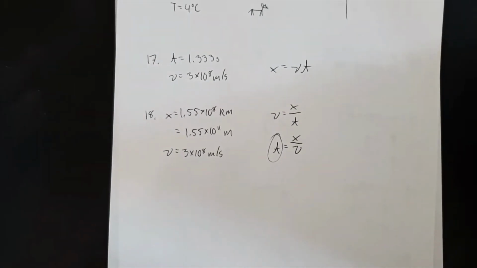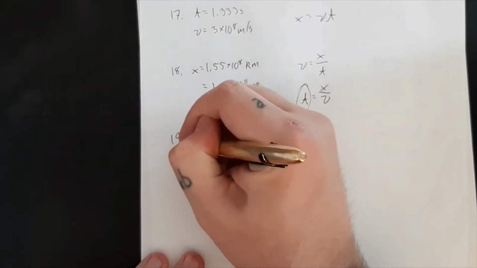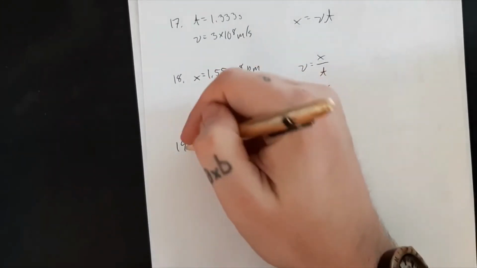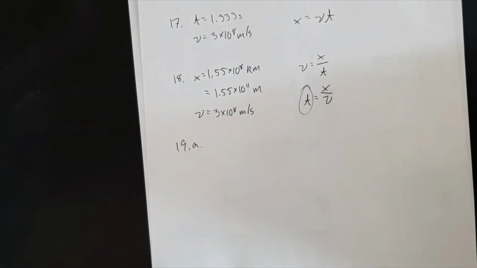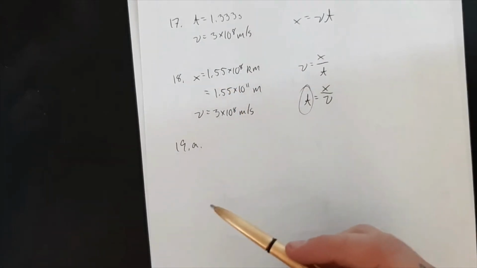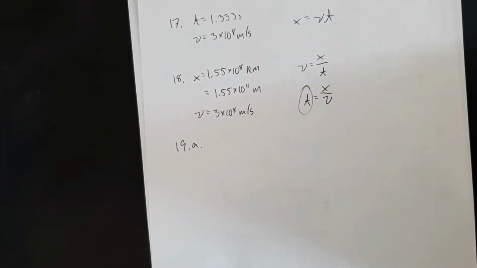Okay, so then number 19, continuing along the same line of questioning as number 18. All right, so the spacecraft is halfway between the Earth and the Sun when it explodes, which means that our distance is just going to be half of whatever that is. Okay, we're looking for how many seconds pass before people on the Earth see the flash from the explosion.